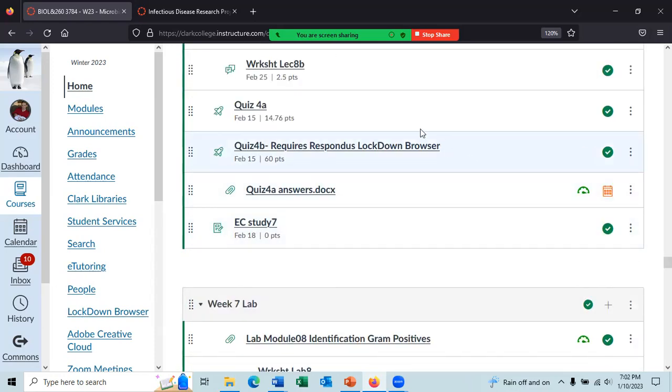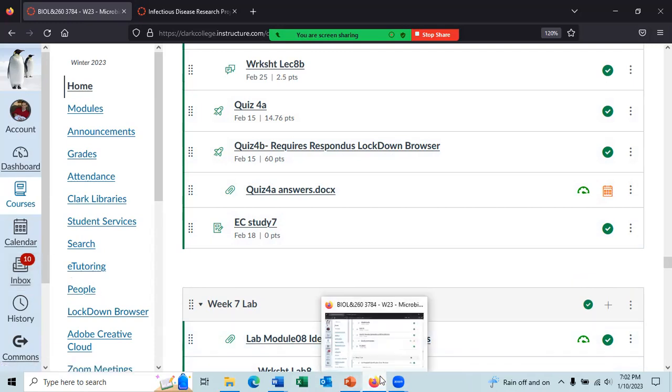Okay, if there's no questions, that's it for the infectious disease project. It looks like 3 more people have sent in something, so I'll take a look at that after the lab.